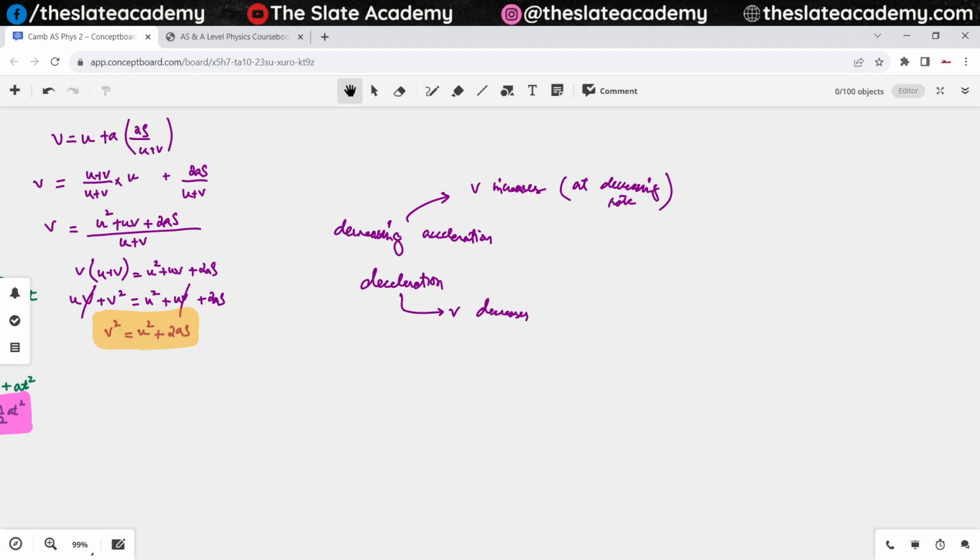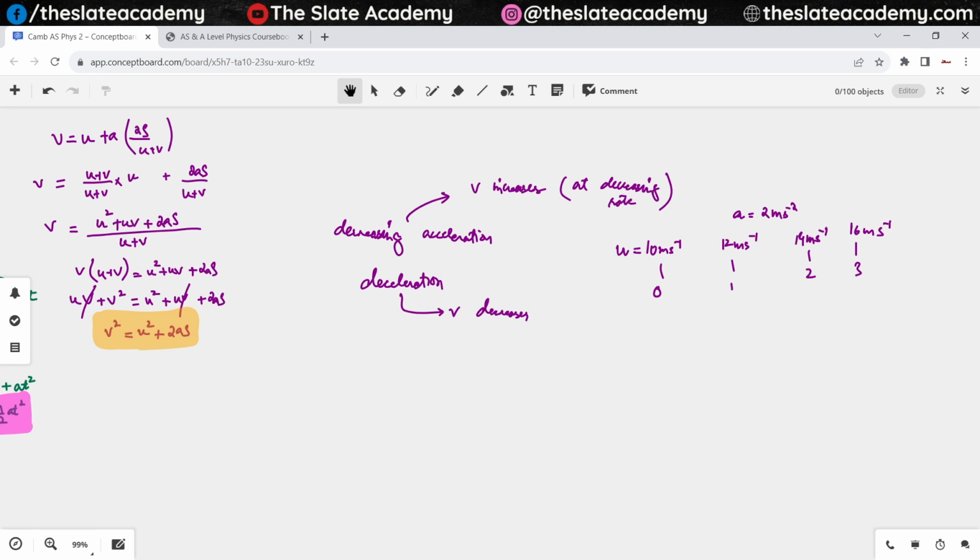So what does it mean that velocity is increasing at decreasing rate? Let's see. I have an object whose velocity is 10 meters per second. If I've got constant acceleration, if a is 2 meters per second squared, it would mean every second its velocity would increase by 2 meters per second. So after 1 second it would become 12 meters per second. After another second it would become 14 meters per second. After another second it would become 16 meters per second, and so on. Agreed?